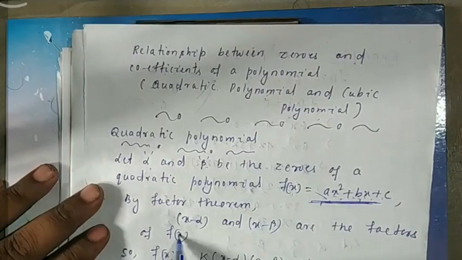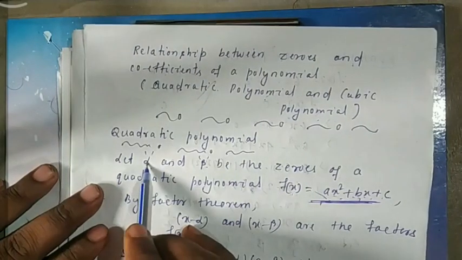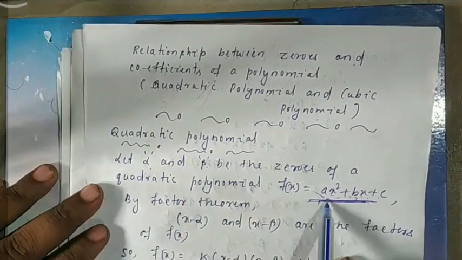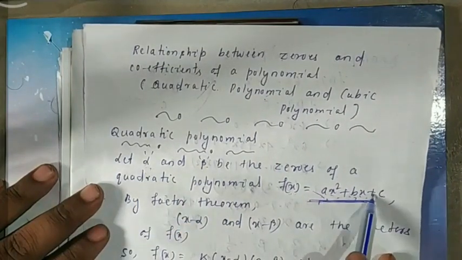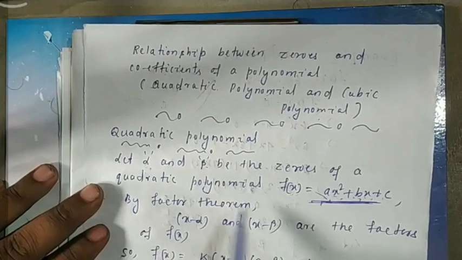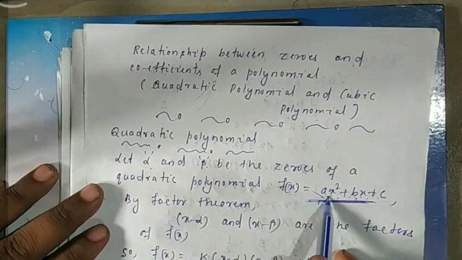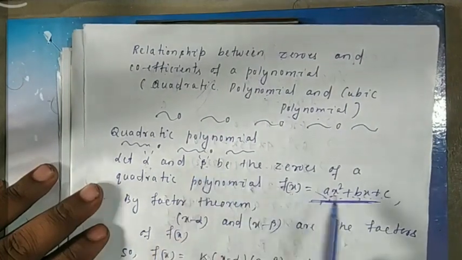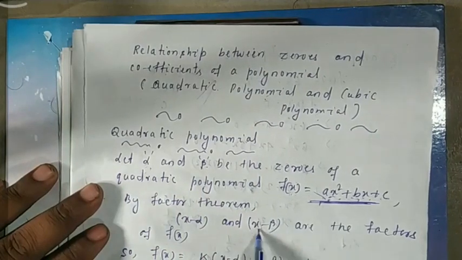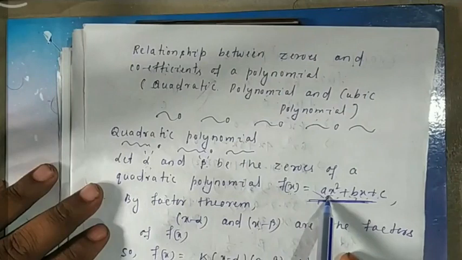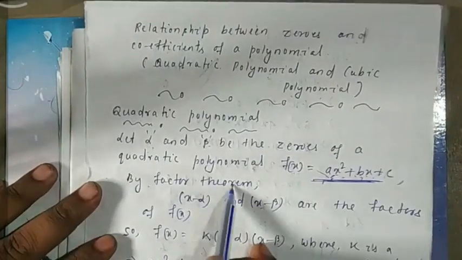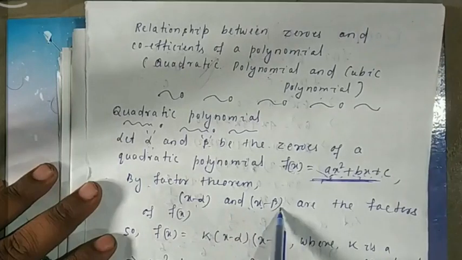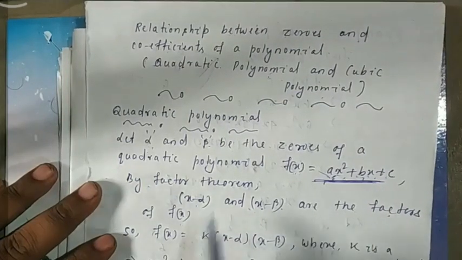I repeat, if alpha is a zero of this polynomial ax squared plus bx plus c, then x minus alpha will be a factor of this polynomial, by the factor theorem. You already studied this in your previous class, 9th class. Similarly, if beta is a zero of this polynomial, then x minus beta is also a factor. So by the factor theorem, x minus alpha and x minus beta are the factors of the polynomial f of x.